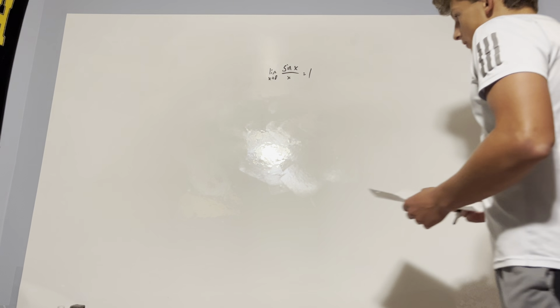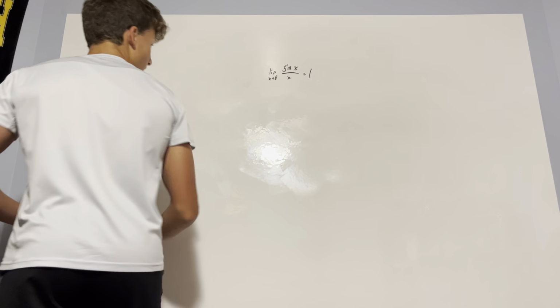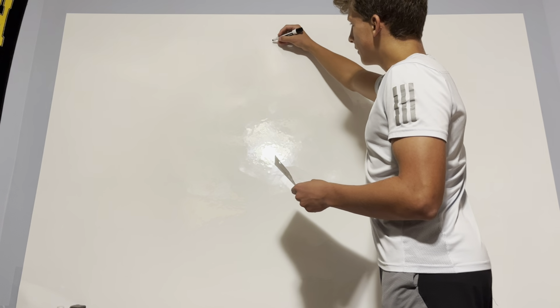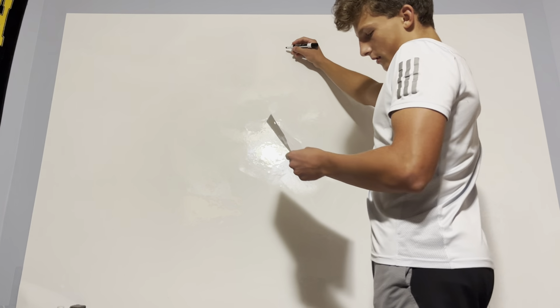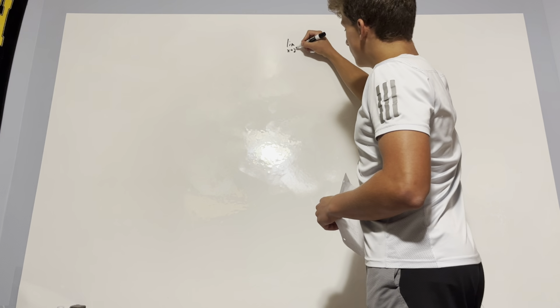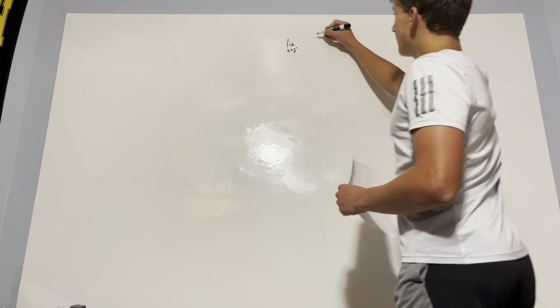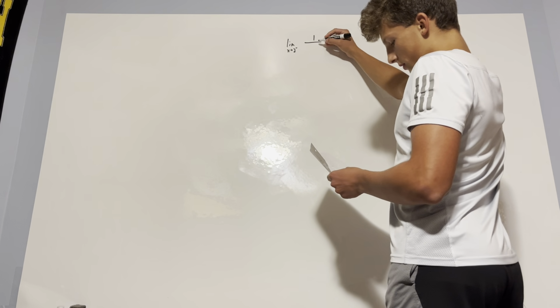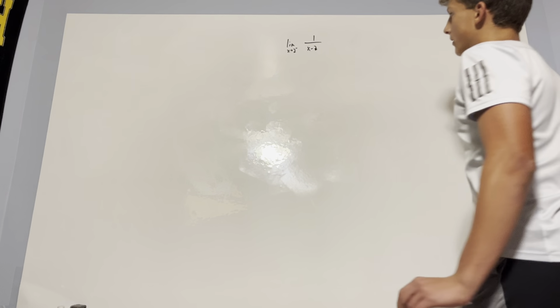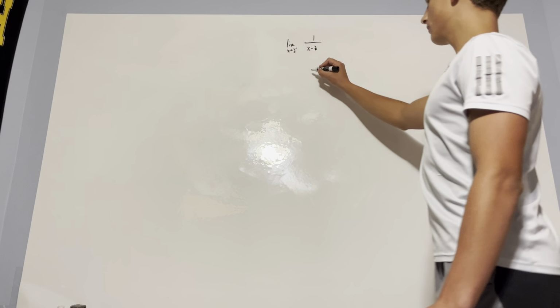And let's do a few examples of limits involving infinity. Alright, so let's start off with the limit as x approaches 2 from the left of 1 over x minus 2. Alright, let's first graph this.